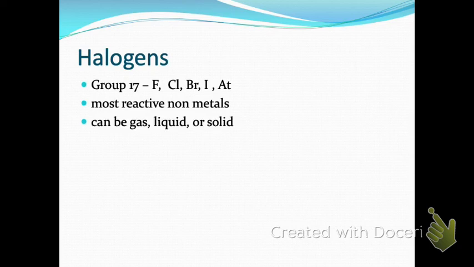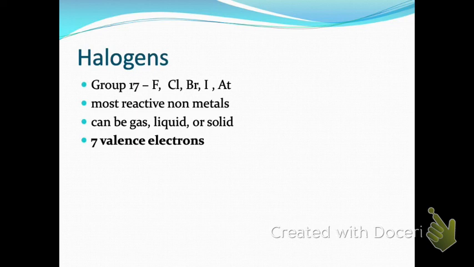Halogens can be gas, liquid, or solid at room temperature. Most of them are gases, but bromine is actually a liquid at room temperature. The others, fluorine and chlorine, are gas at room temperature, I think. So they have a little bit of a different set there. They are in group 7, okay?